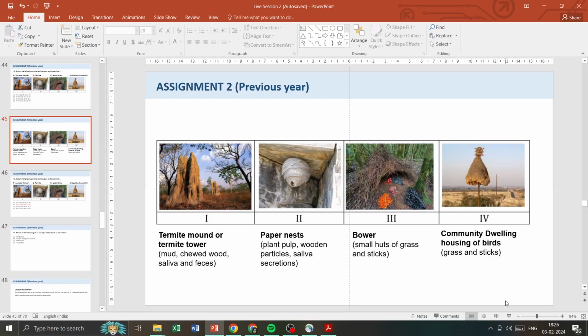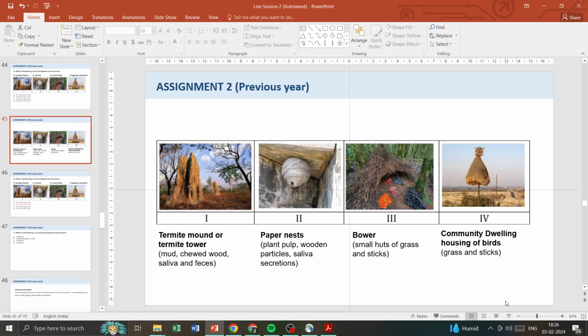Then the third structure is called a bower, and the bower bird is named after this. Bower means a small hut of grass, a small hut. So they make a small hut of grass and sticks. That's why they're called bower birds.